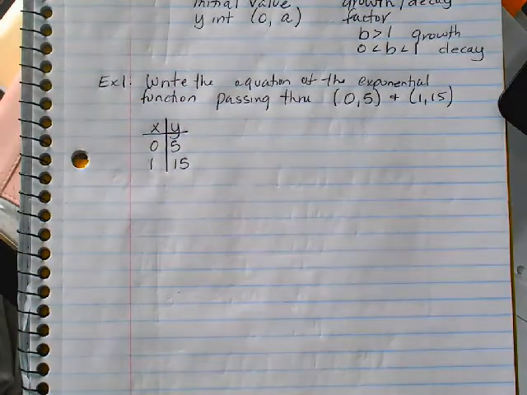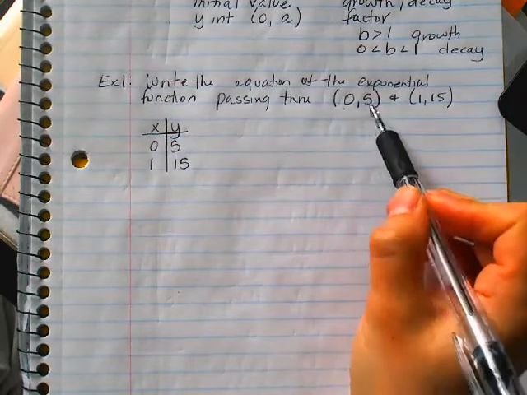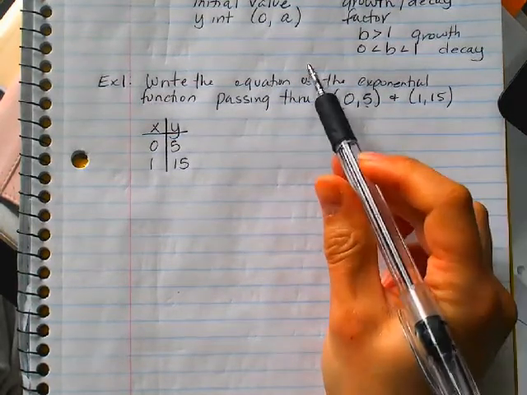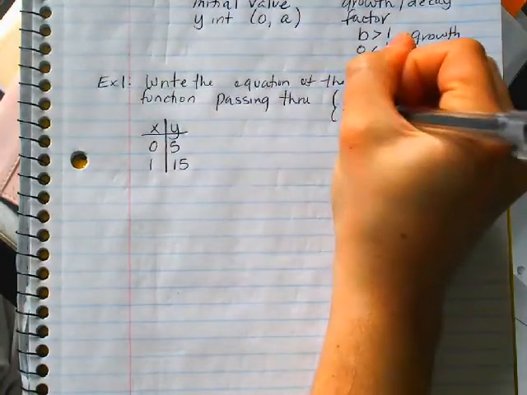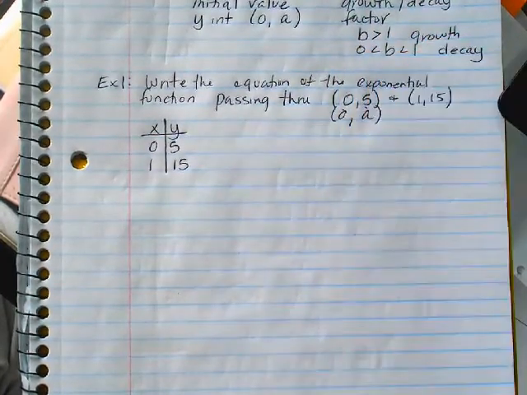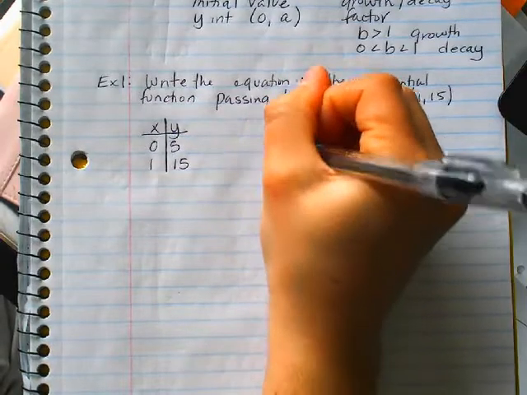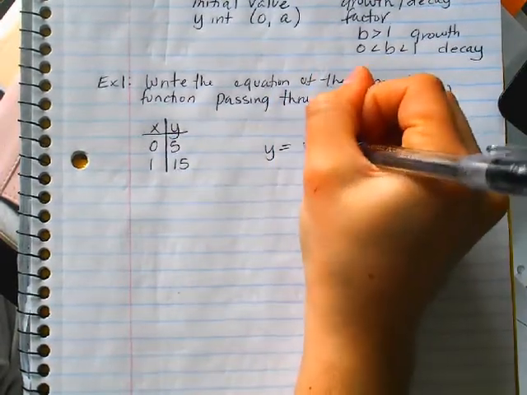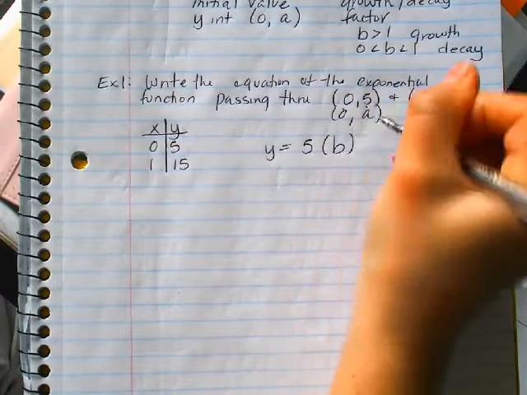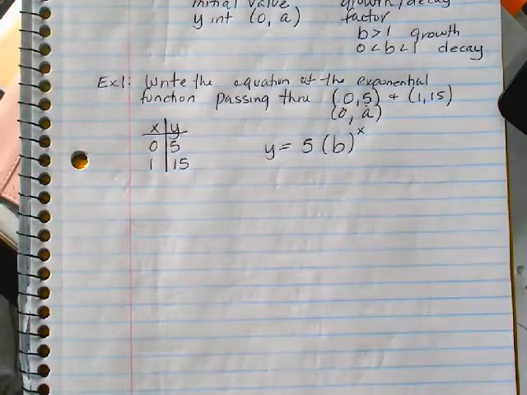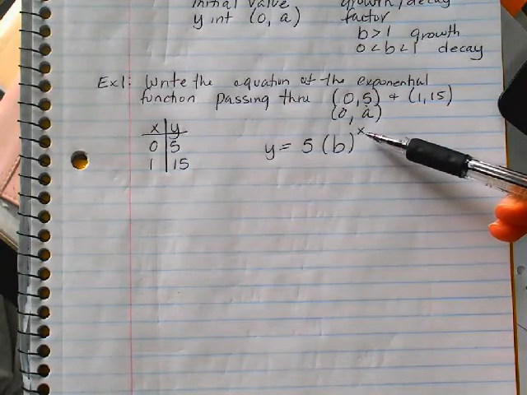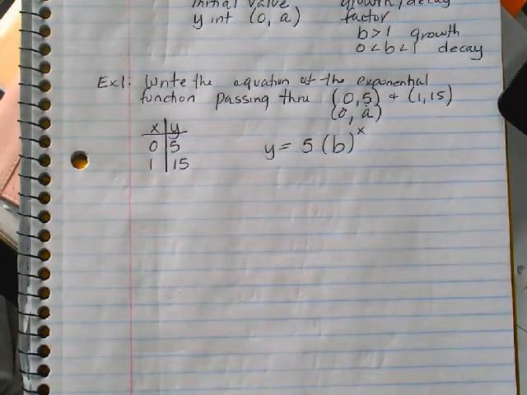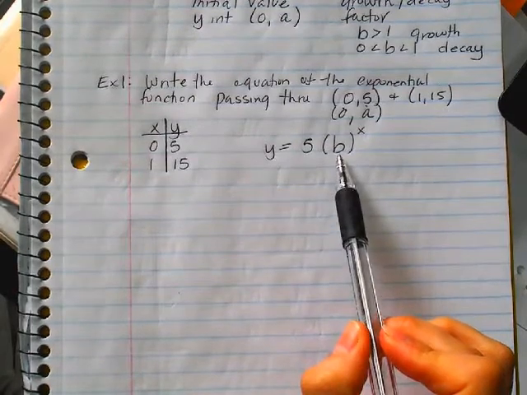And the first thing I notice is they actually give us the y-intercept. When x is 0, y is 5. We also know that the y-intercept is the same as the initial value. So they're giving us the a here. When x is 0, y is a. So my function is going to be y equals 5, my initial value, times b to the x power. The x is always the exponent. That's the definition of an exponential function, that your input is the exponent. We just have to figure out what our b is.